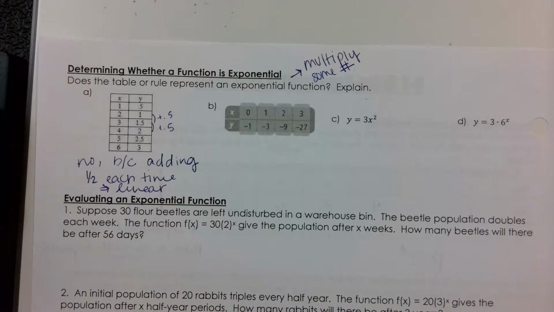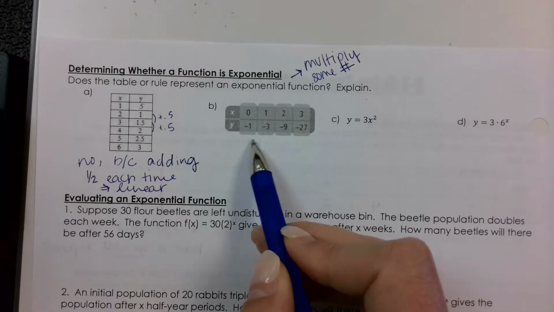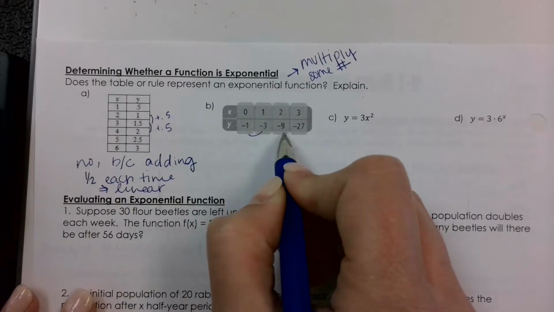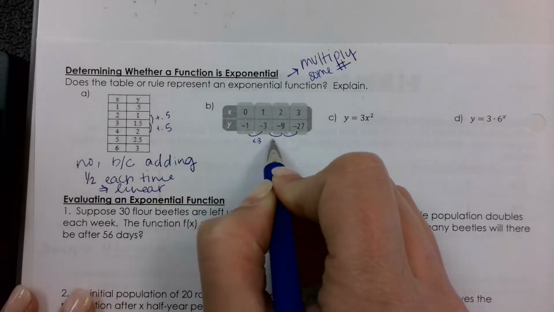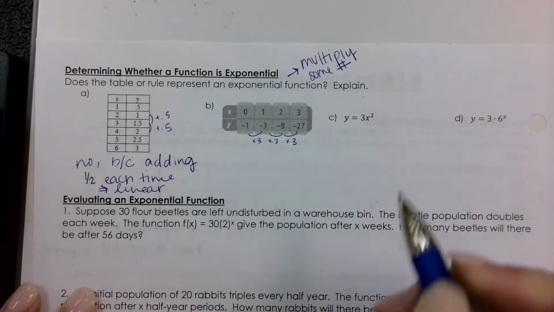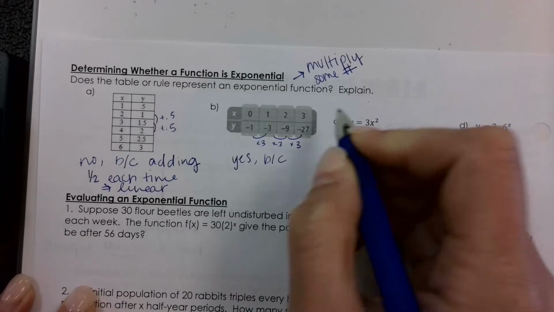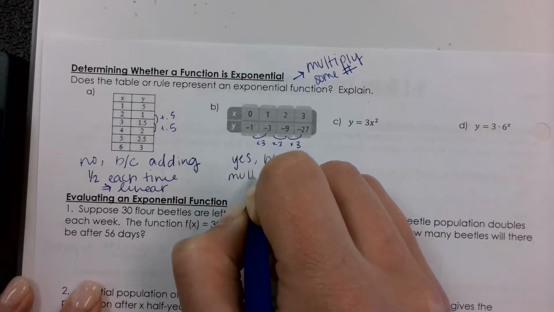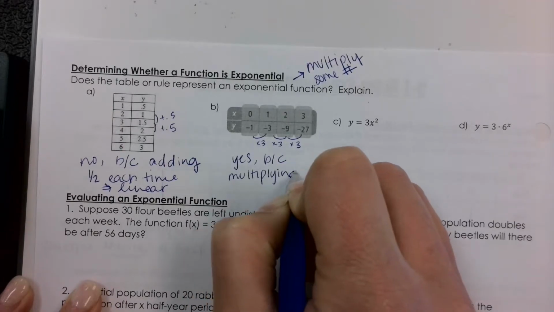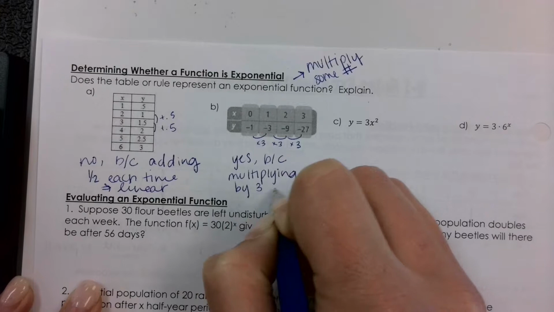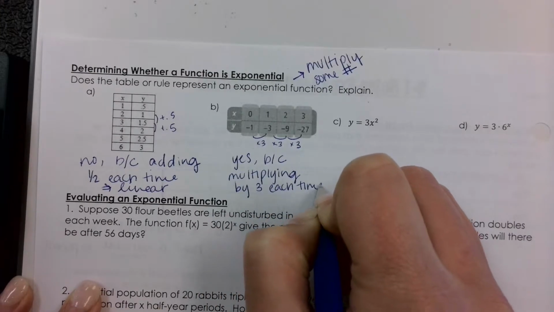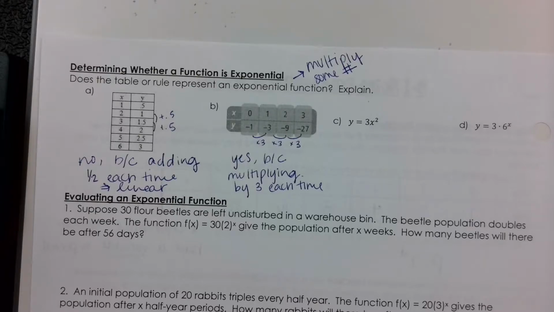For b over there, look at your y values. What are they doing each time? To get from 1 to 3, what could you do? From 3 to 9, what could you do? And 9 to 27, what could you do? So they're multiplying by some number each time. So is that exponential? Yes. And also, if we look at those y values, are they getting really big really fast? Right? So they're growing pretty quickly.